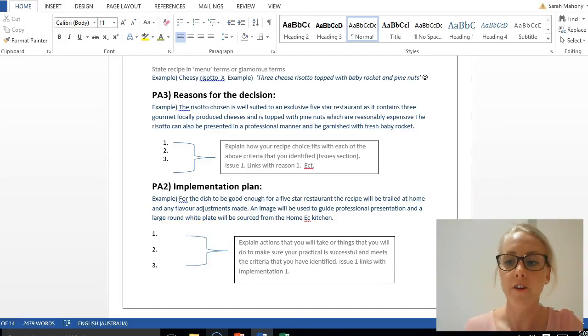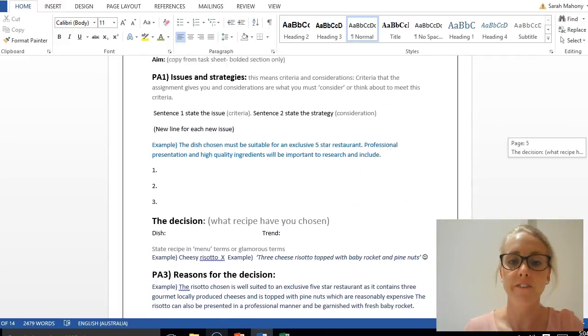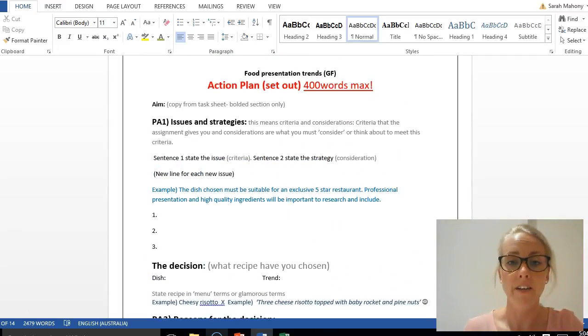Like I said, in total, 400 words. So when you think about that, each section, 1, 2, and 3 up the top, is less than 150 words. So it's not much. That's why you need to get straight to the point and get as much detail in as possible if you're aiming for the higher grade bands.